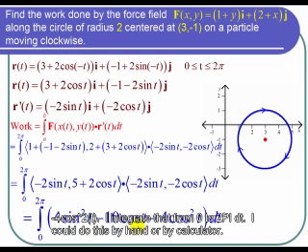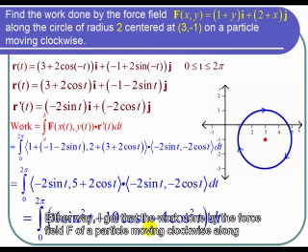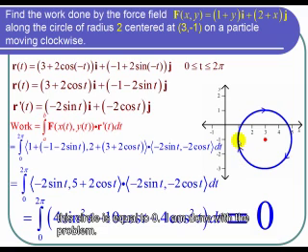I could do this by hand or by calculator, and either way, what I got was that the work done by the force field F on a particle moving clockwise along this circle is equal to 0. And I'm done with the problem.